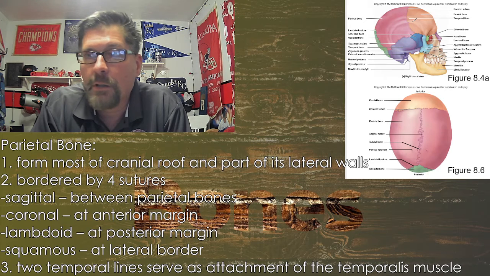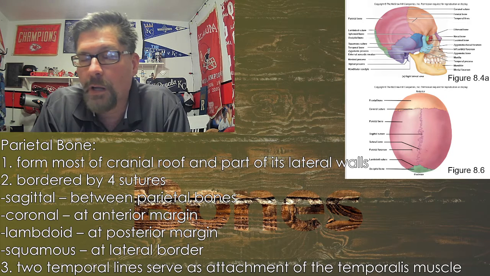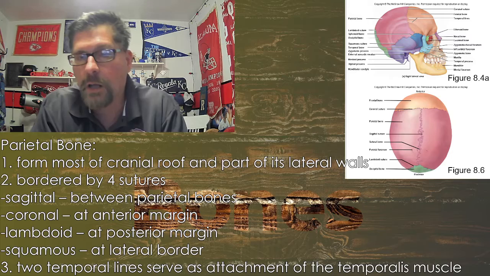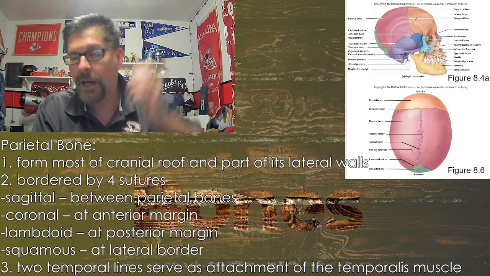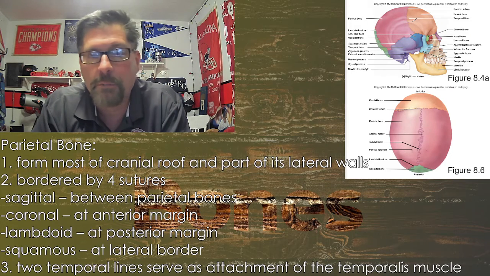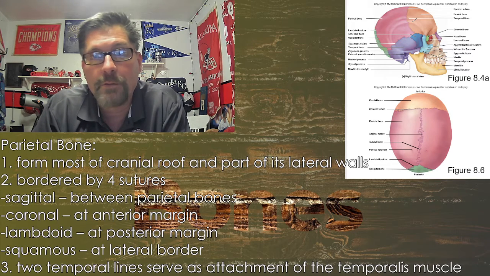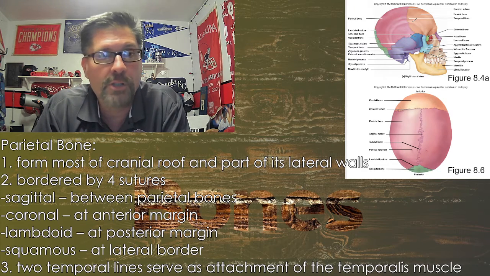Okay, it's got the suture there below it, and of course that's the coronal, and the lambdoid. It's back here in the back, and separates it from the occipital bone. But those are the major sutures, and again, multiple choice questions all over the place.